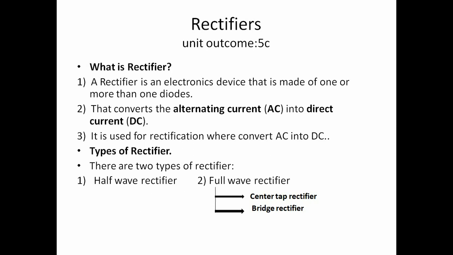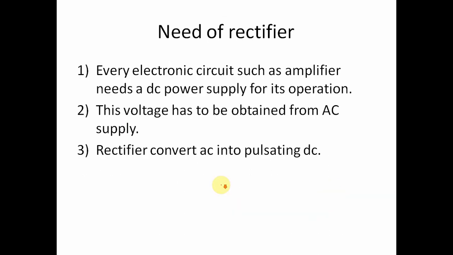There are two types of rectifier, half wave rectifier and full wave rectifier. A half wave rectifier uses only one diode, and full wave rectifiers are again classified into two types, center tap rectifier and bridge rectifier. A center tap rectifier uses two diodes and a bridge rectifier uses four diodes. So a rectifier is an electronic device made up of one diode or more than one diode.